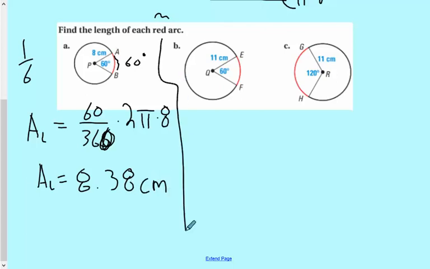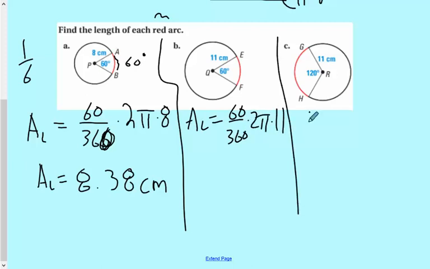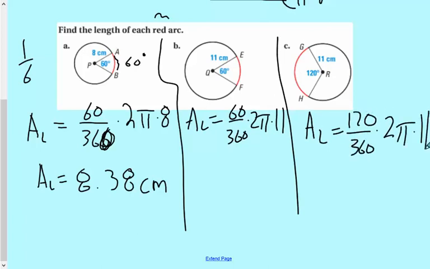Okay, let's move on to the next one here. Does anything change from this one, A to B? No, they're the exact same problems. I'm not going to do that one, I'll just set up. Arc length equals 60 divided by 360 times 2 times pi times 11. And then this one here is going to do the same thing. Arc length equals 120 divided by 360 times 2 times pi times 11. So this one, 120 over 360 is 1/3 of the circumference. So it's 1/3 of C, and that's what we're doing there.